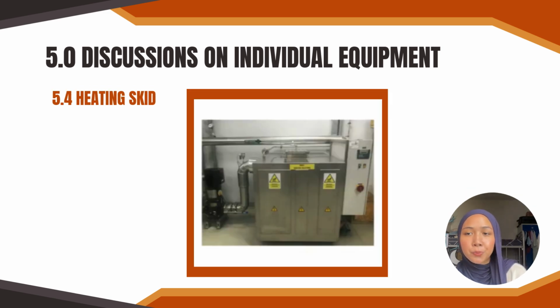So next equipment is heating skid. Ethylene oxide sterilization is a low temperature process where maintaining 56 degrees Celsius is critical. The heating skid circulates hot water or steam through the chamber jacket to keep the temperature stable. Any temperature fluctuation can directly reduce sterilization efficiency. Therefore, the heating skid ensures precise and continuous temperature control throughout the entire cycle.